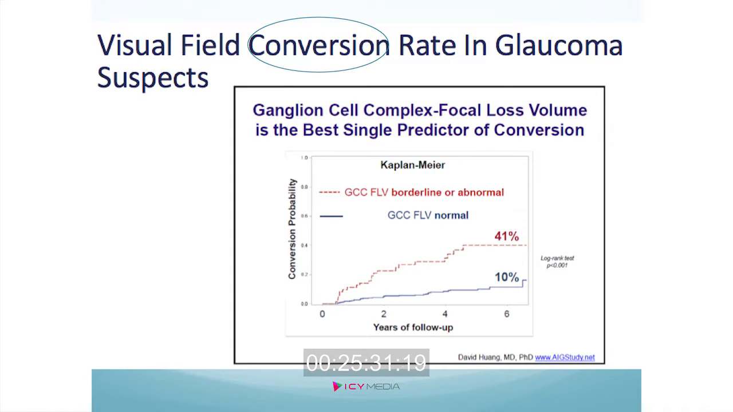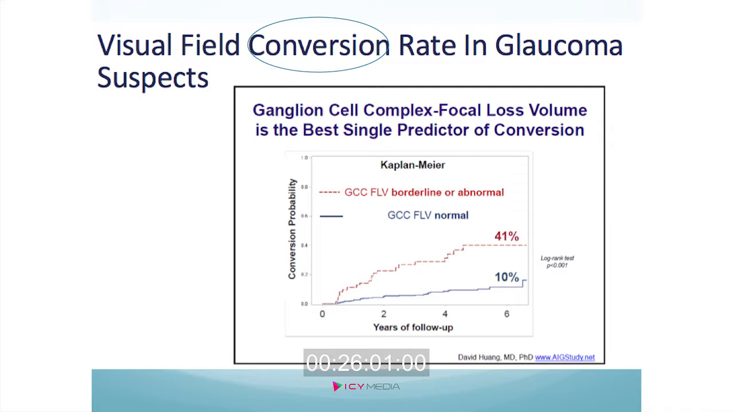So these slides have a lot of graphs, and I hate graphs, so I'm going to just talk you through it because the numbers are pretty easy to remember. If you have a patient that has a GCC FLV that's borderline, let's actually start with the normal. If you have a patient that has a GCC FLV that's normal, okay, it's green, that's the line on the bottom, they only have a 10% chance of converting to glaucoma. Okay, so I almost feel like saying they're safe.